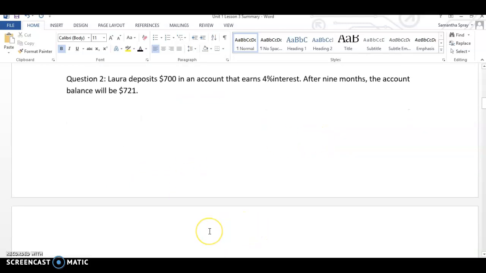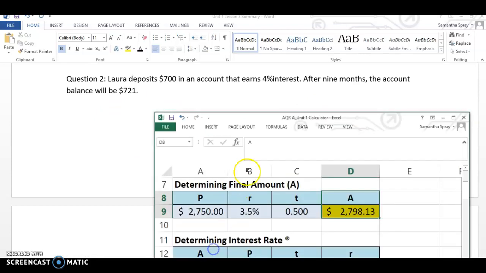Now let's look at question number 2. It says Laura deposits $700 in an account that earns 4% interest. After 9 months, the account balance is $721. So let's check this out. What I want to do is determine the final amount. I start with $700. My rate is 4%, and the time is 9 months, so I'm going to do 9 divided by 12. This gives me $721, which is correct.